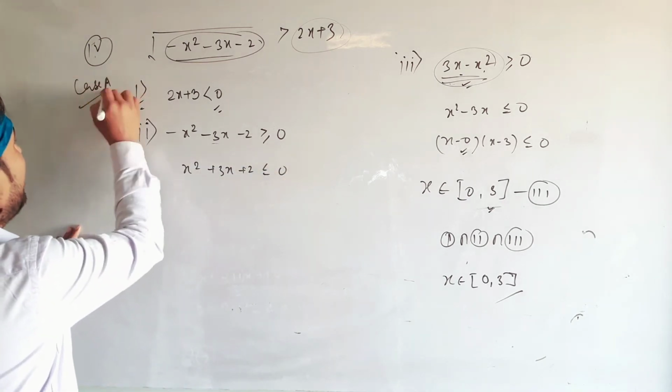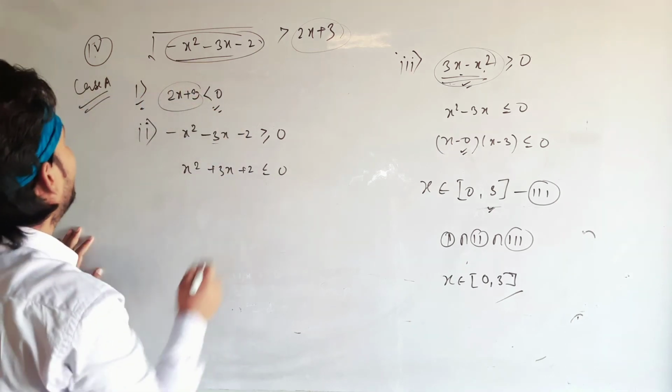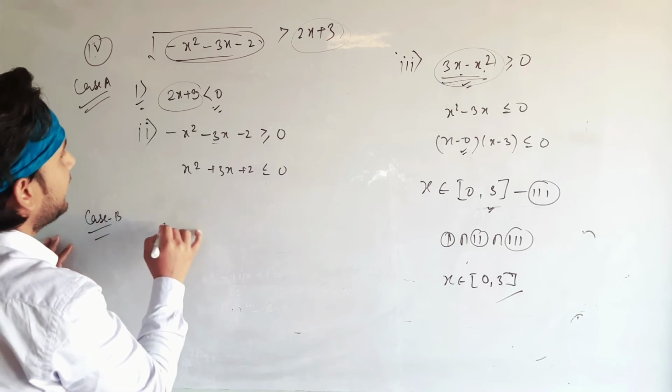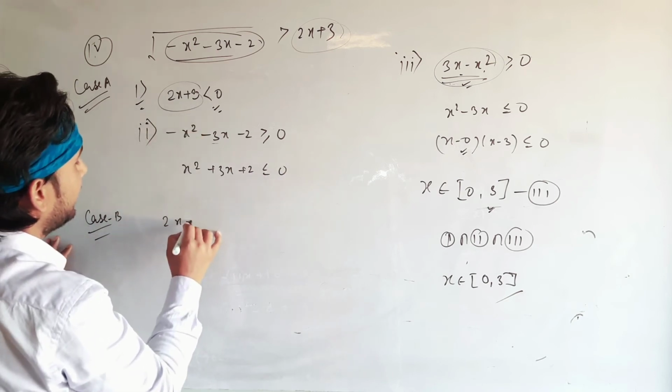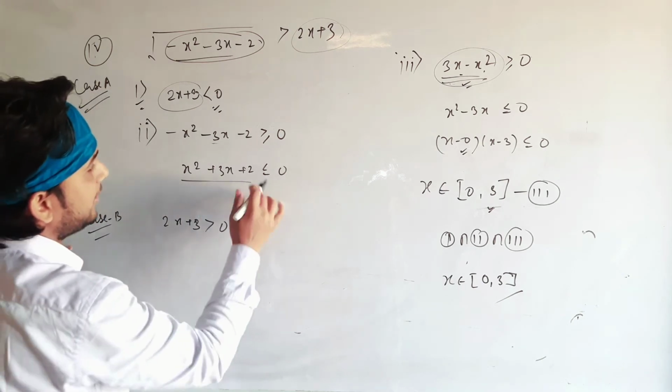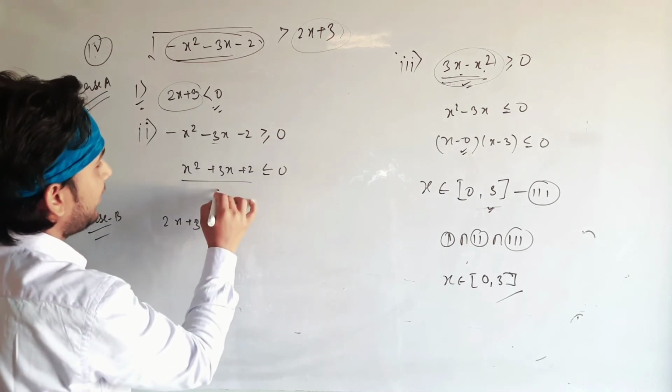This is case A, 2x plus 3 less than 0, and the second case will be 2x plus 3 greater than 0. Let's first solve here: x square plus 3x plus 2 is less than or equal to 0. What will you write here?